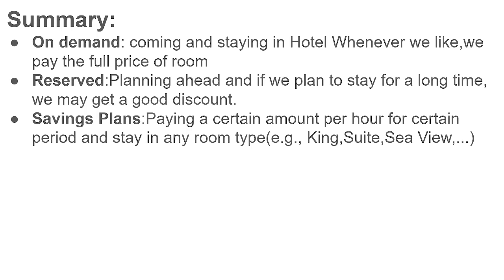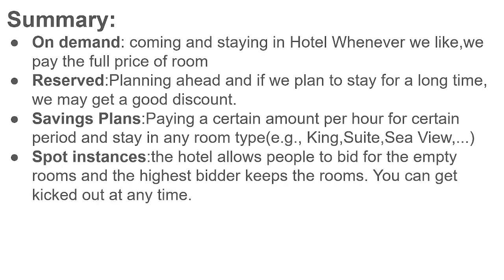Okay. Next, savings plan. Suppose we take a hotel as an example. Savings plan: paying a certain amount per hour for a certain period and staying in any room type. Suppose you will be paying like $10 or $15 or $20 or $30, whatever amount, for a certain period of time, and you are okay with them accommodating you in any room. You can stay in any room type: king, suite, sea view, any room type. So this is your savings plan: I have fixed my amount, and you can give me whatever room type you can.